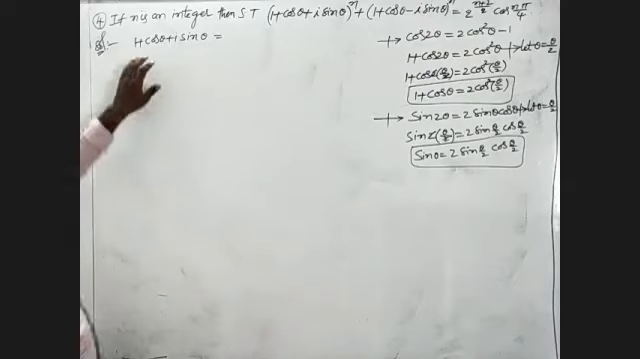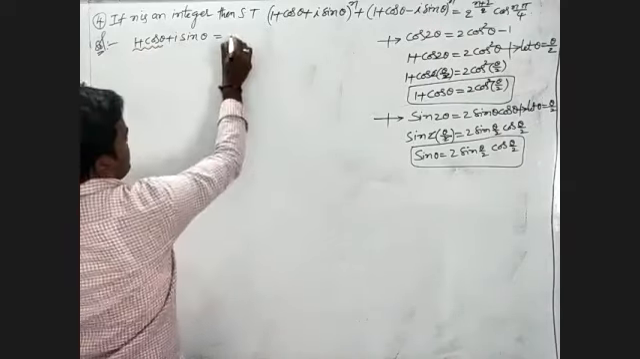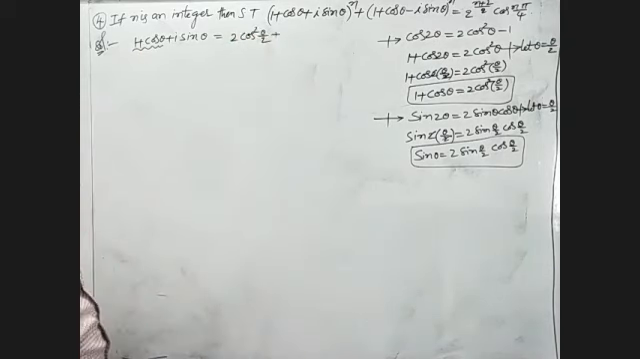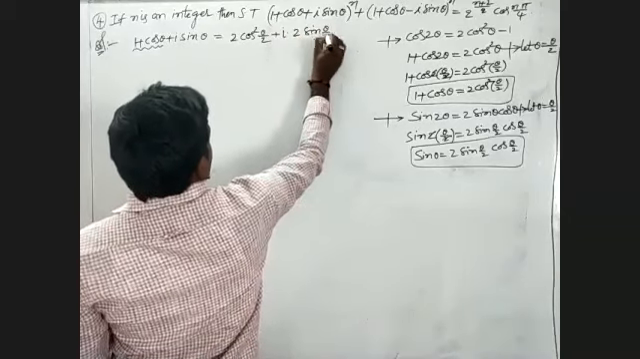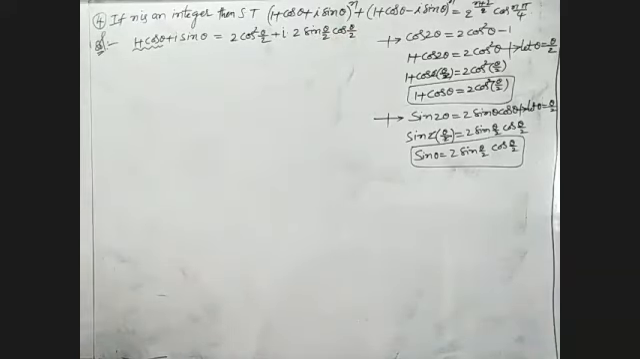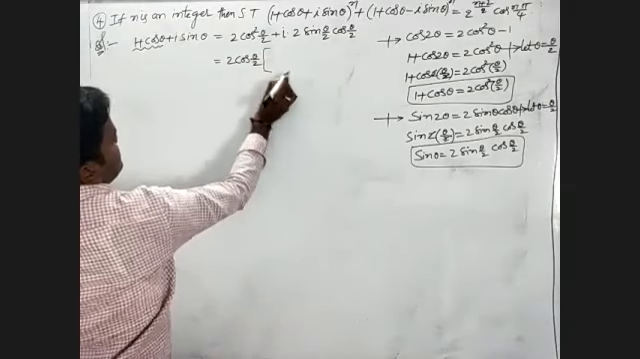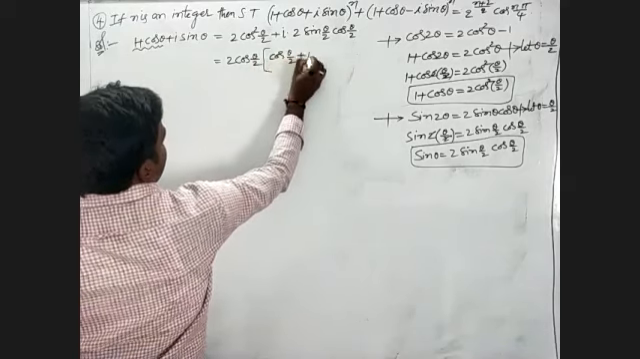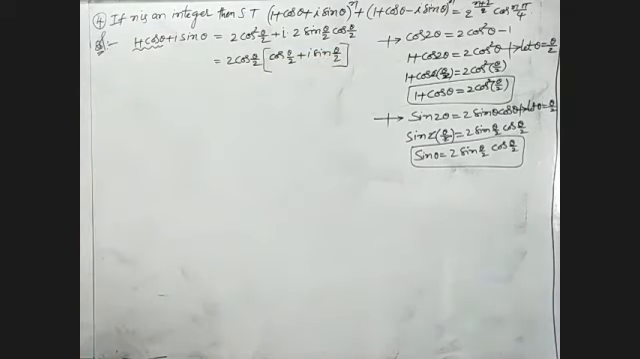We apply these two values, where 1 plus cos theta is nothing but 2 cos square theta by 2, plus i into sin theta, which is nothing but 2 sin theta by 2 cos theta by 2. In these two terms, 2 cos theta by 2 is common. Remaining we write cos theta by 2 plus i sin theta by 2.